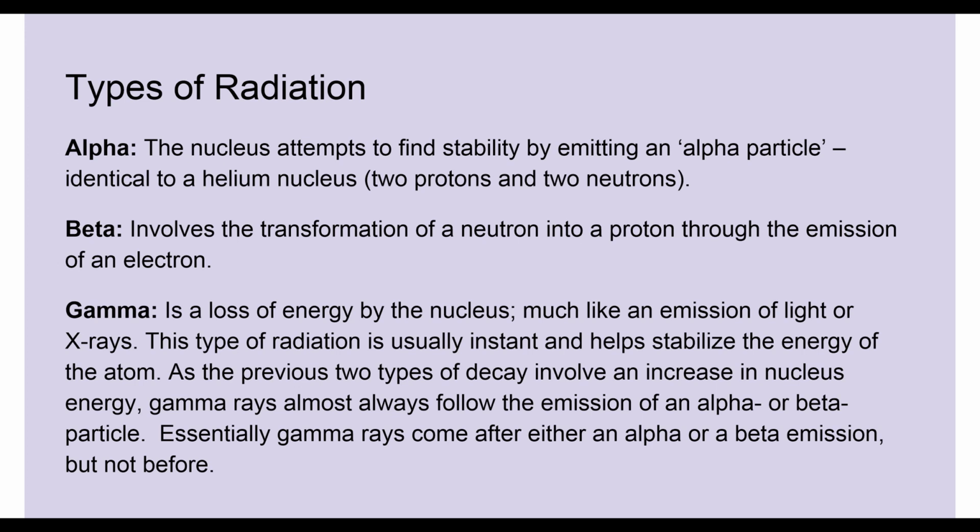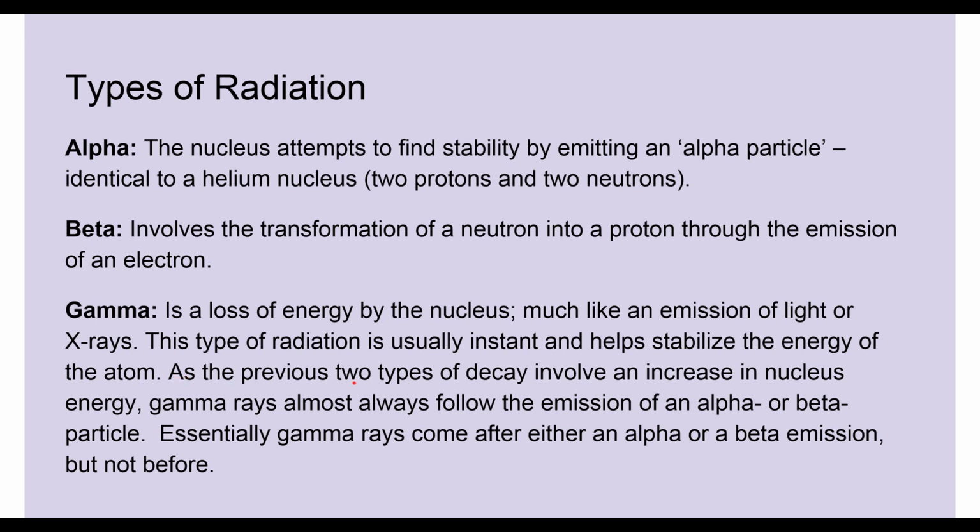Now, gamma decay, or gamma radiation, is a loss of energy by the nucleus, much like an emission of light or X-rays. This type of radiation is usually instant and helps stabilize the energy of the atom. Typically, when any of these things happen, there's some form of instability, and they're trying to become happy. Remember, we can always use that expression, that all atoms want to be happy, and so they don't like to be at these different energy levels.